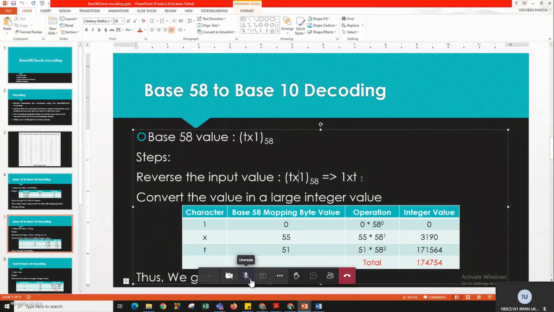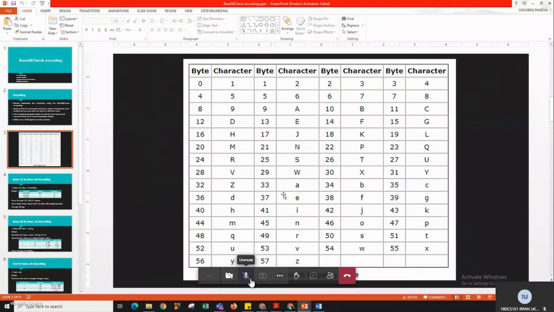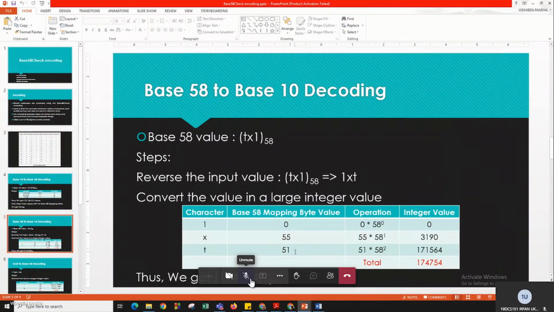After reversing the value, we are going to convert this value into a large integer value because we are going to convert it into base 10. Base 10 means we are going to have the integer value. So for converting it into the large integer value, we need to map this with the byte value. So 1 is represented as 0 in our table. Our table પરથી જોઈ લેવાનું કે 1, t અને x નું શું થાય છે બાઇટ વેલ્યુ. સૌથી પહેલા એ બાઇટ વેલ્યુ મળી ગઈ એ આપણે અહીંયા આગળ લખી દીધી.